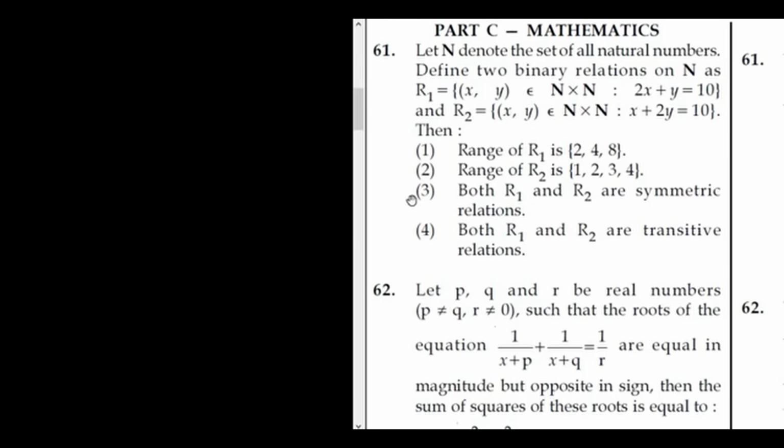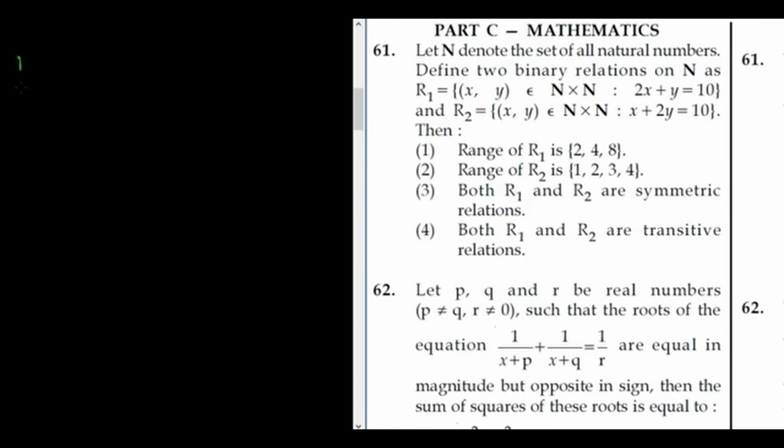Hey everyone, this problem is from the JEE main math portion, the online version. It's on their website. It's 2018. So number 61. N is the set of natural numbers, and it says define two binary relations on N as follows. I'm going to go ahead and write these down over here.